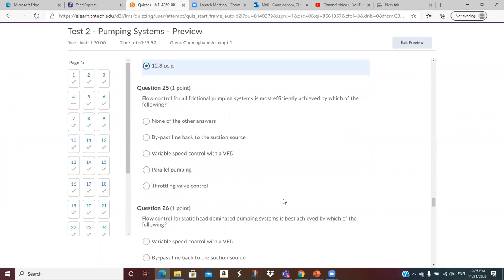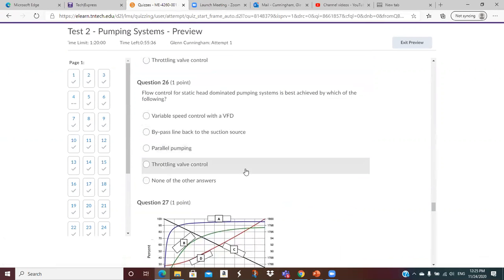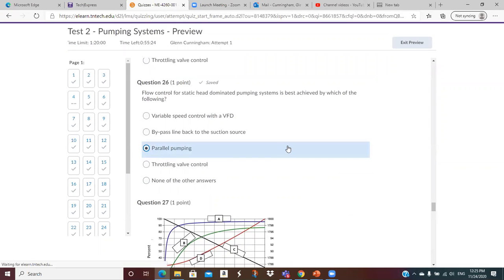Flow control for all frictional pumping systems is most efficiently achieved by which of the following? All frictional systems love variable speed control, VFD. Flow control for static head dominating pumping system is best achieved by which? And that's parallel pumping. Parallel pumping worked really well with static dominated systems.